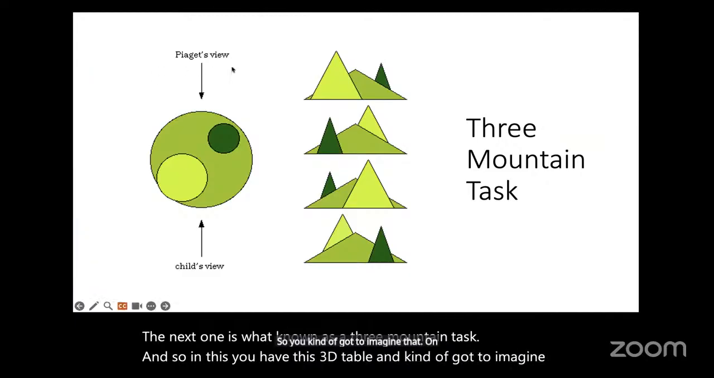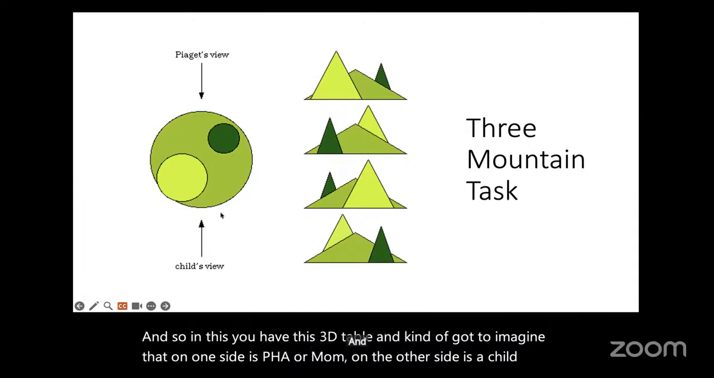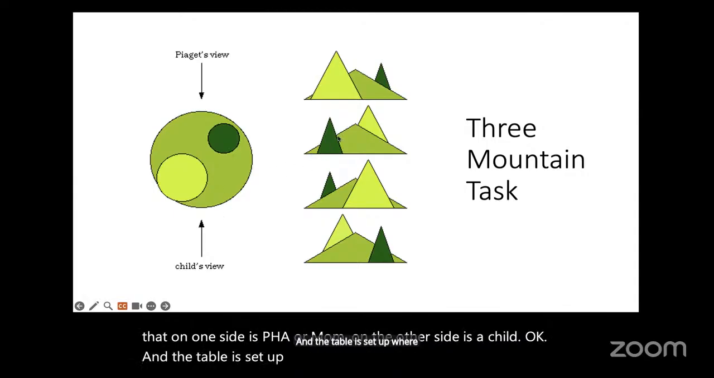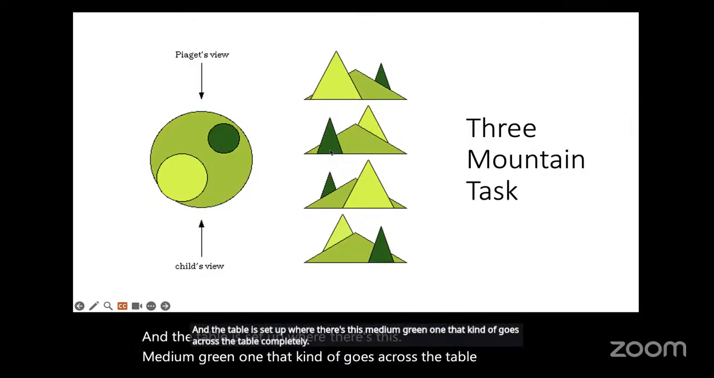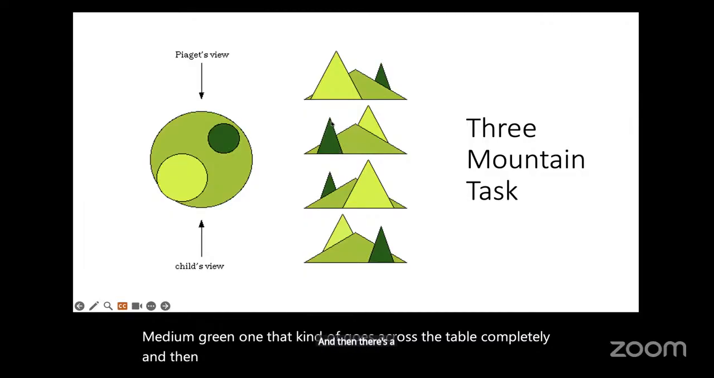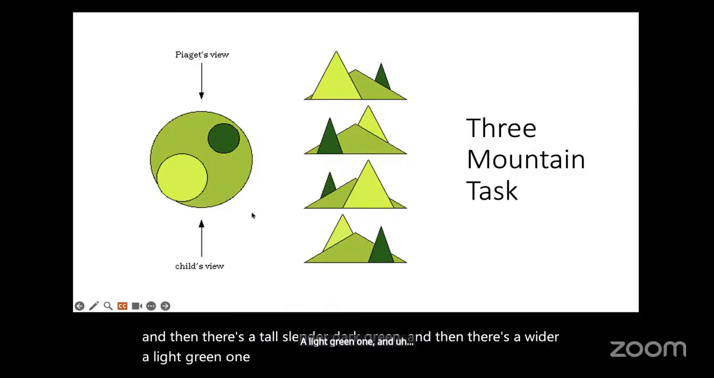On one side is Piaget or mom. On the other side is a child. And the table is set up where there's this medium green one that goes across the table completely. And then there's a tall, slender, dark green one, and then there's a wider, light green one. And at first, Piaget asks, "What does the child see?